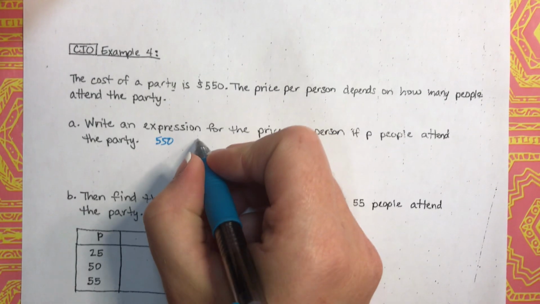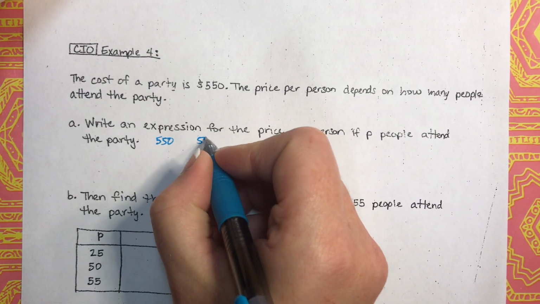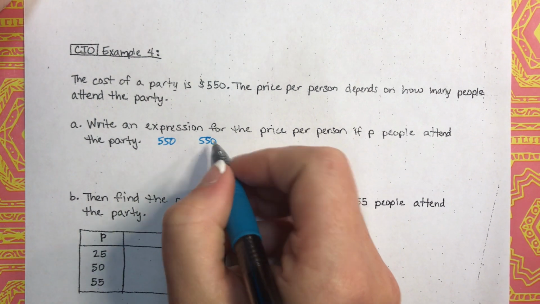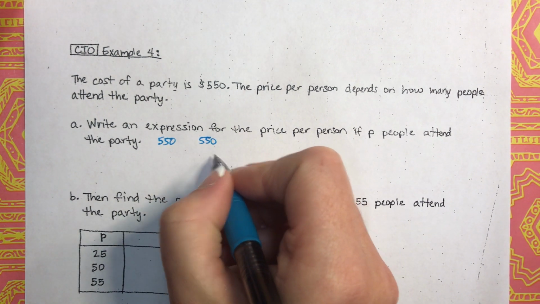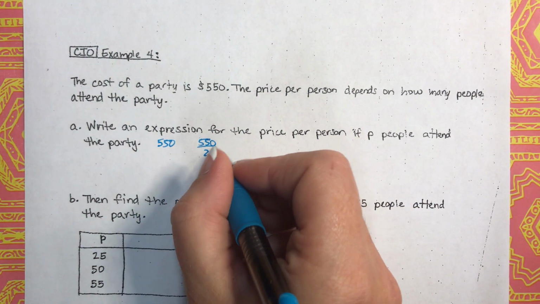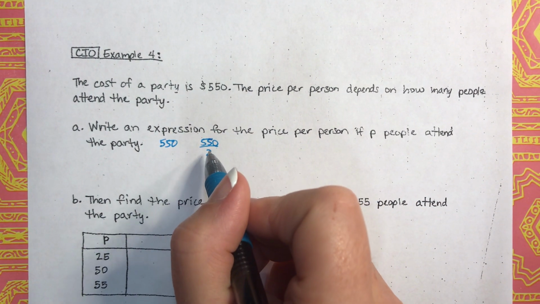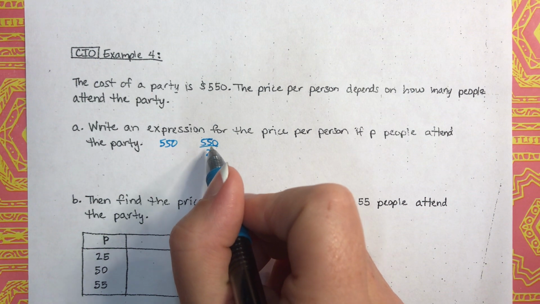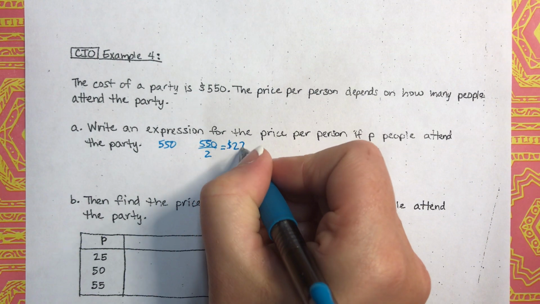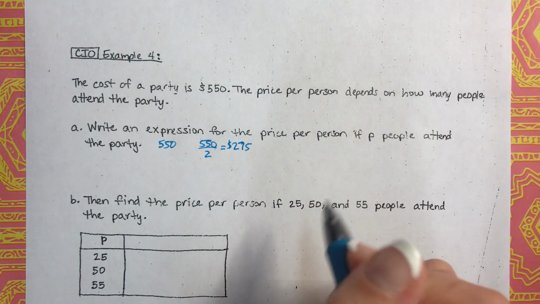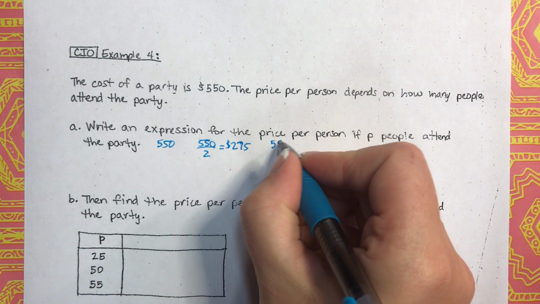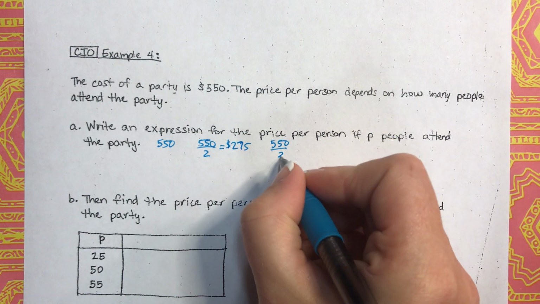Okay. What about if the cost is $550? Well, $550. What if 2 people go? How do we figure out that cost? Well, we just divide it by 2, right? Half of 500 is 250. Half of 50 is 25. So it would be $275 per person. That's an expensive party. What happens if 3 people went? Well, then we divide it by 3.